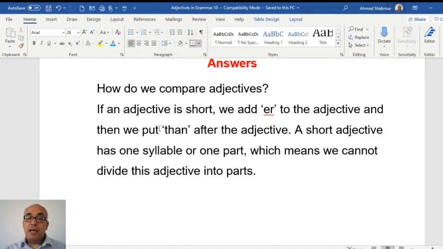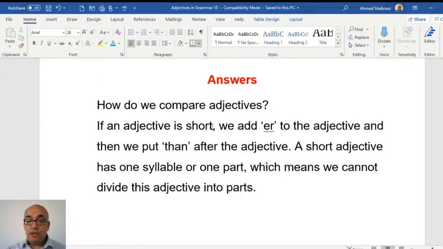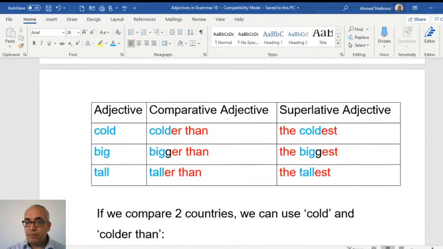The answer is, if an adjective is short, we add er to the adjective and then we put than after the adjective. A short adjective has one syllable or one part, which means we cannot divide this adjective into parts. So very easy. If the adjective is short, we put er to it and then than, or you can put the before it and est. Shall we look at the examples?